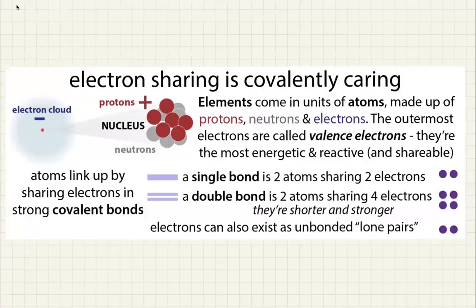Okay, now let's get into those covalent bonds. So remember that a single bond is 2 atoms sharing 2 electrons. A double bond is when they share 4 electrons, so in 2 pairs. And those double bonds are going to be shorter and stronger. And we also have electrons that can exist as unbonded lone pairs. And these are often going to be implied.